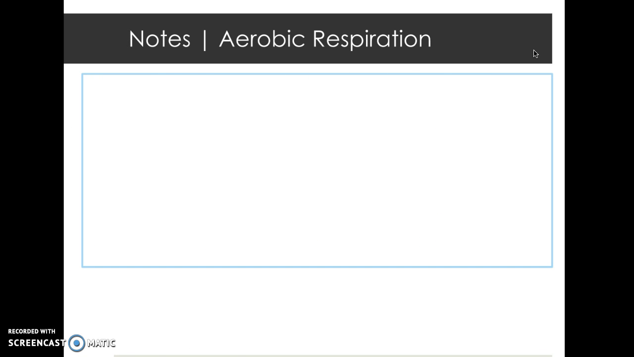Now let's look at or remind ourselves of the reactants and products. We know this from last week, but it's good to review. Aerobic respiration needs both oxygen, like we discussed, aerobic needs oxygen, and glucose. Remember, glucose is C6H12O6. It's sugar. That's very important for aerobic respiration.